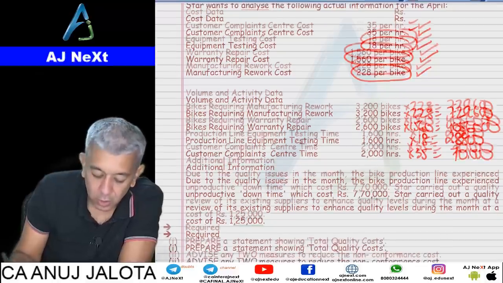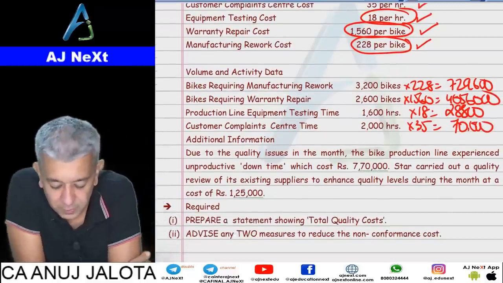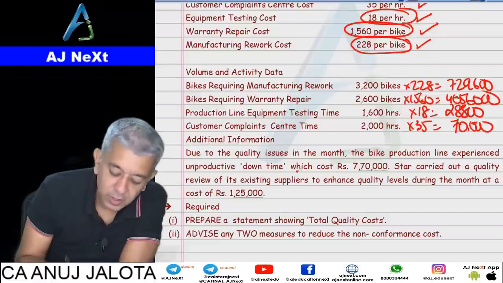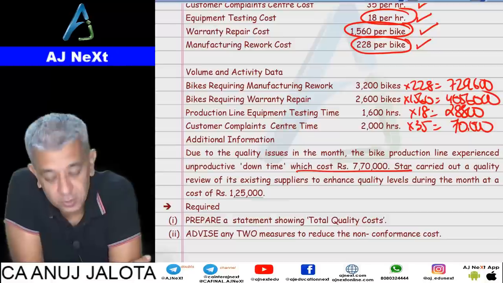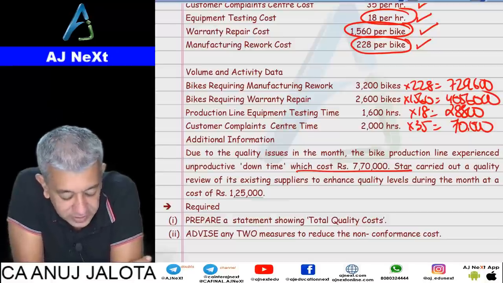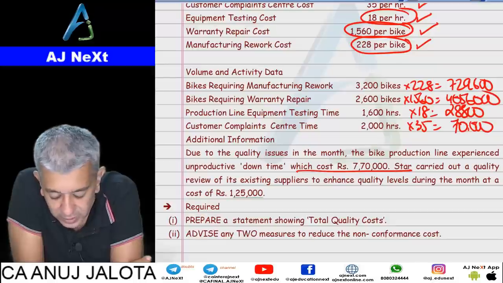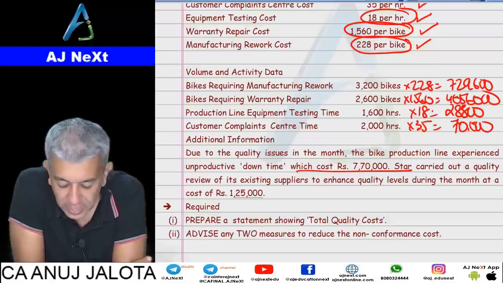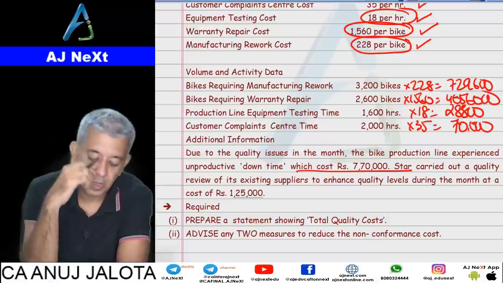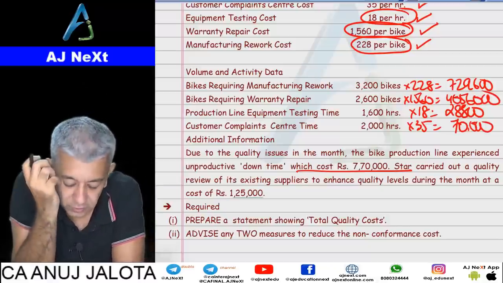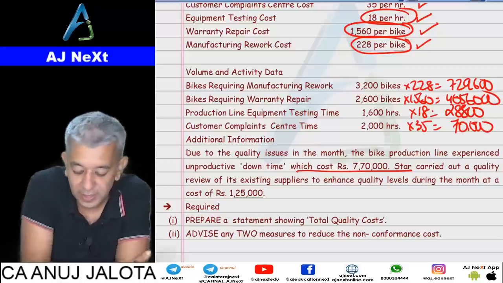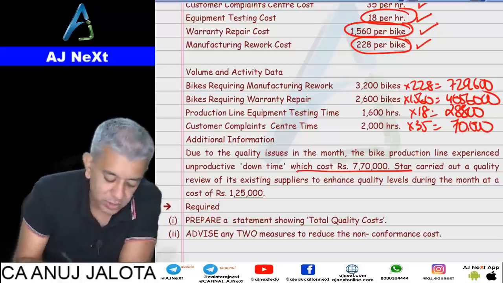ठीक है, ड्यू टू क्वालिटी इश्यूज इन द मंथ, द बाइक प्रोडक्शन लाइन एक्सपीरियंस्ड अनप्रोडक्टिव डाउन टाइम विच कॉस्ट इट 7,70,000. चलो ठीक है, स्टार कैरिड आउट अ क्वालिटी रिव्यू ऑफ इट्स एग्जिस्टिंग सप्लायर्स टू एनहांस द क्वालिटी लेवल्स ड्यूरिंग द मंथ एट अ कॉस्ट ऑफ रुपीज 1,25,000.